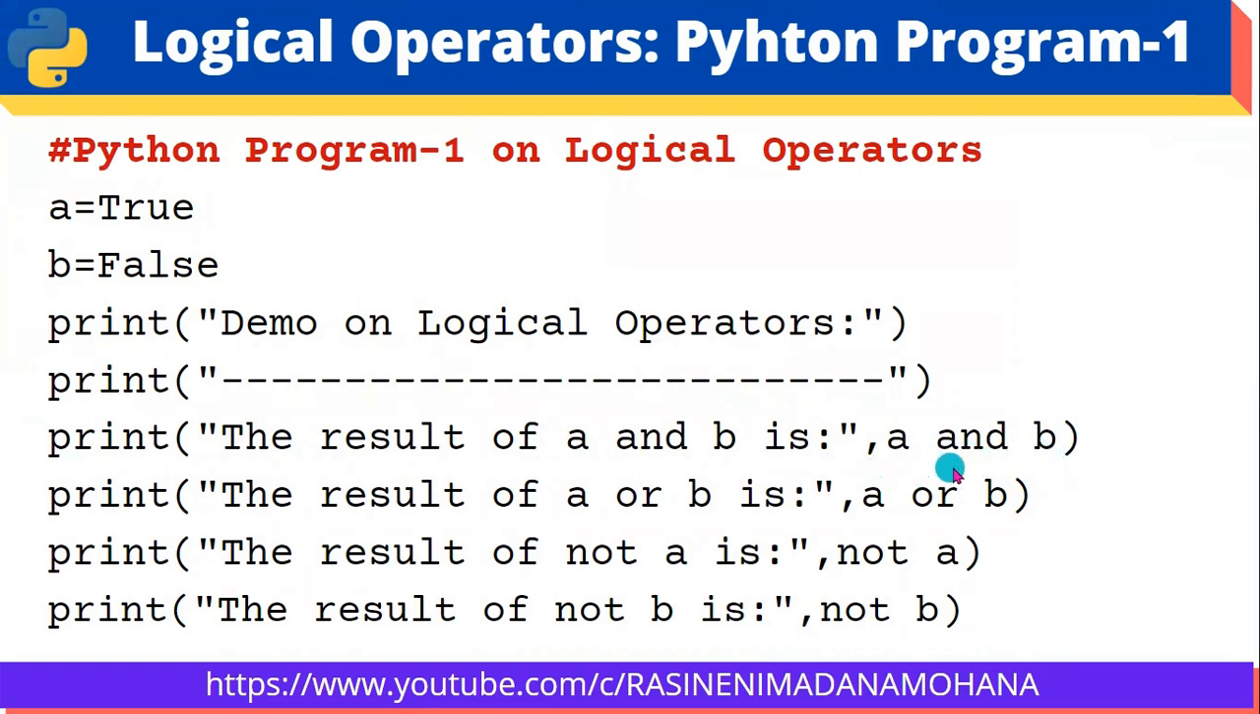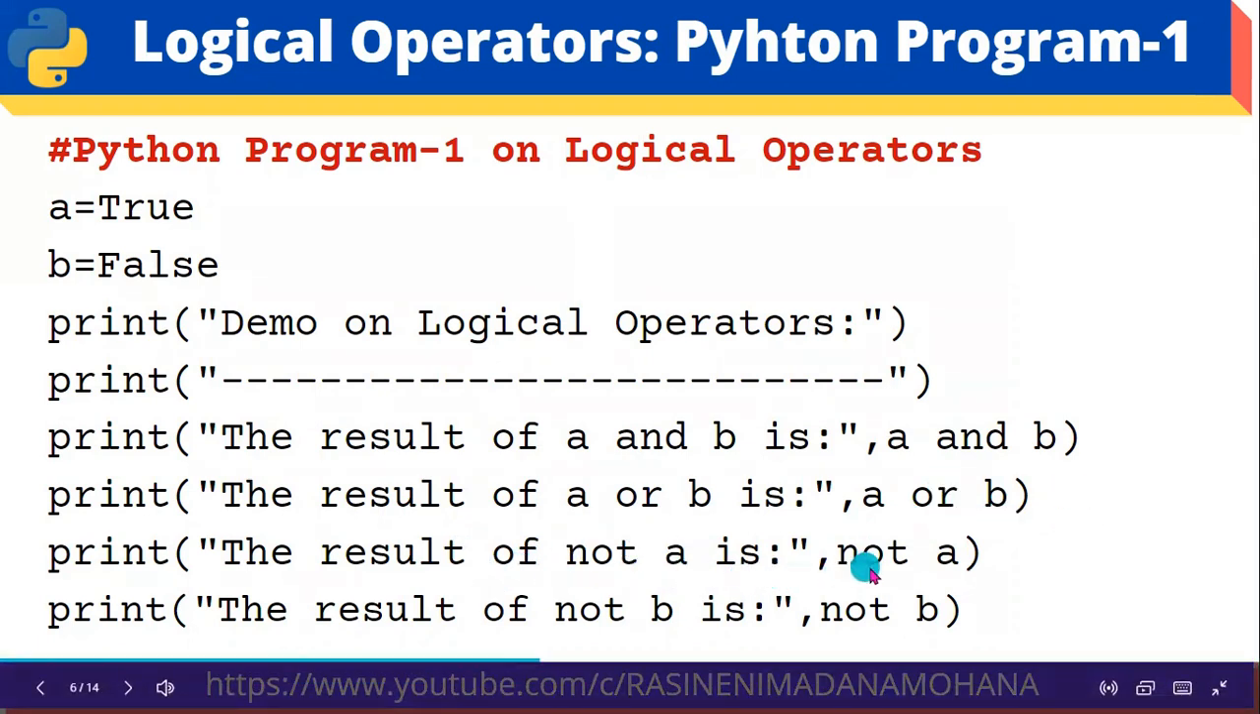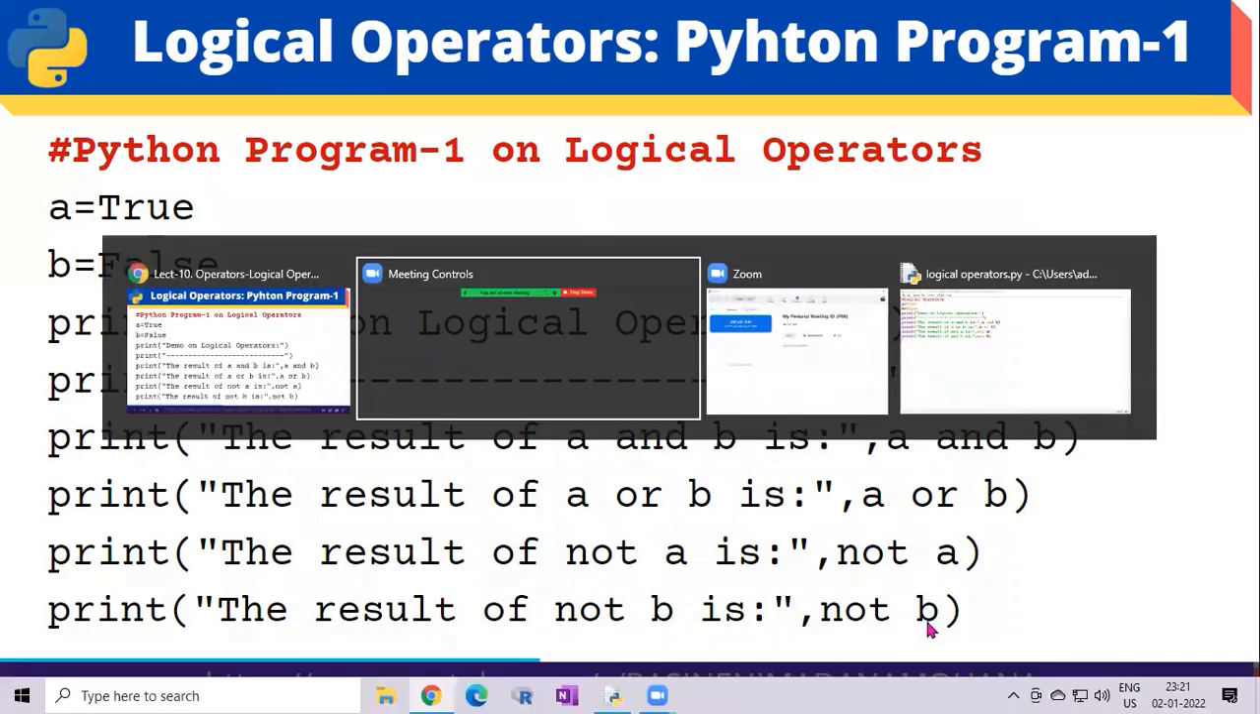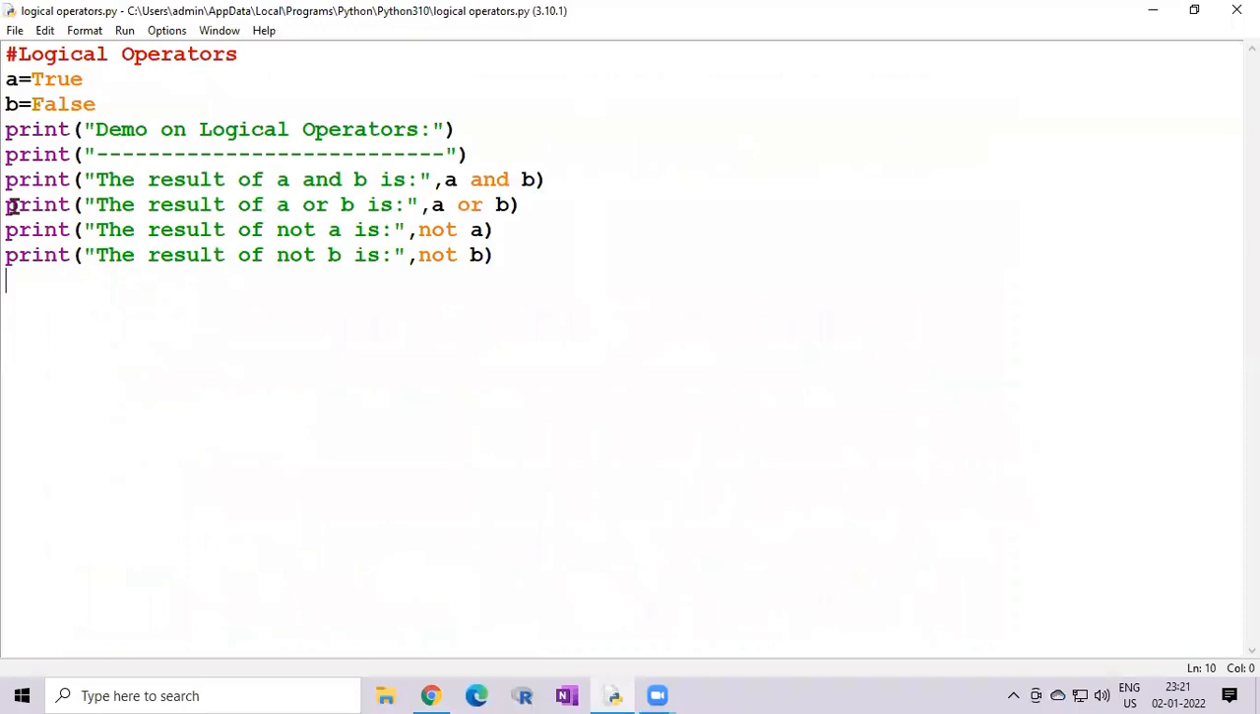Now A and B, true and false, returns the result false only. Then the second one, A or B. A is true, B is false. True or false, the result is true. Then the result of not A. Here A is true, so not true equals false. Then the result of not B. B equals false, so not false, what do we get? True. Now we will also demonstrate it live.